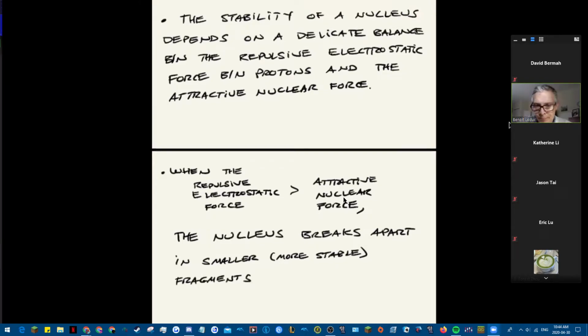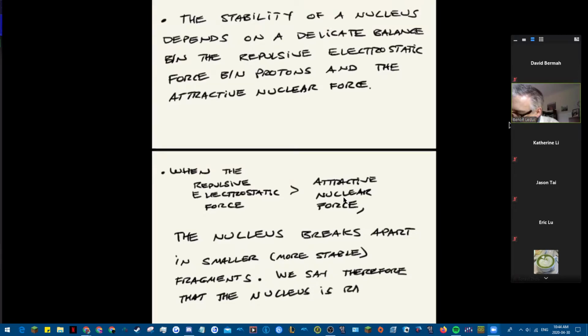All right. So when this happens, we say therefore that the nucleus is radioactive. There you go.